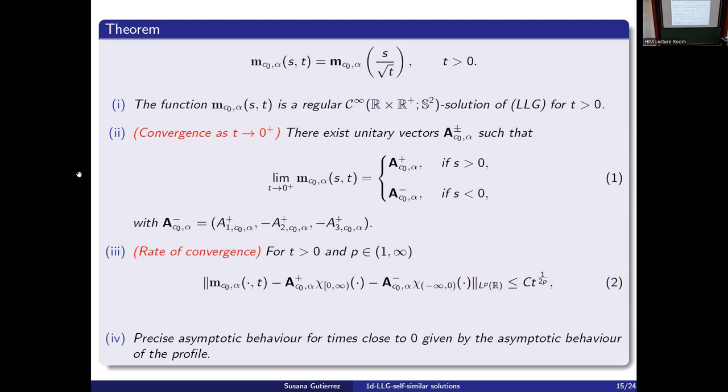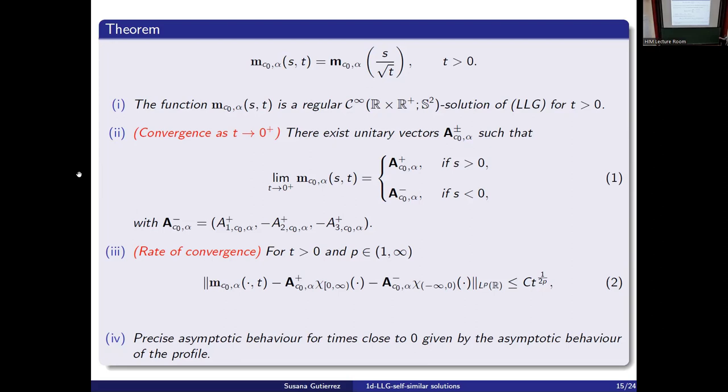The type of initial data associated to the self-similar solutions are, in principle, jumps. We will prove that they are jumps. So A plus and A minus are different. There is a relation between the components of A minus and those of A plus, due to the uniqueness of the equation.